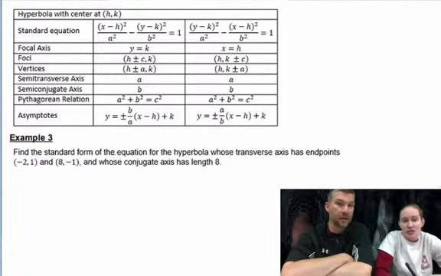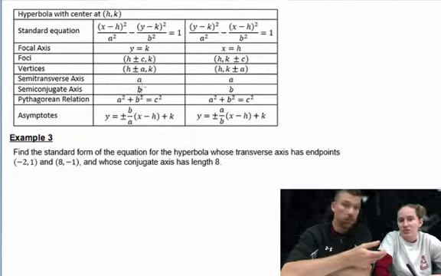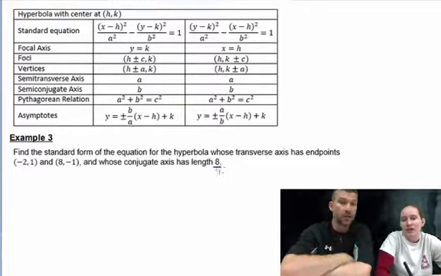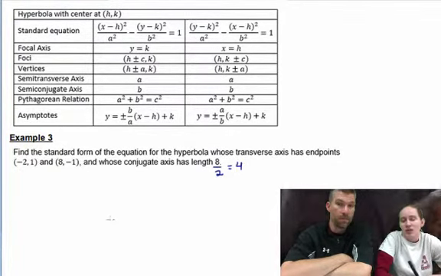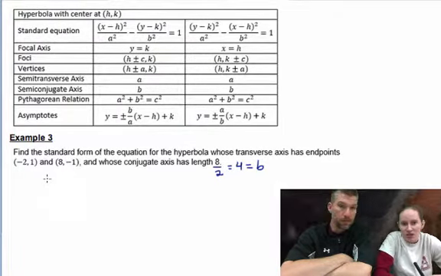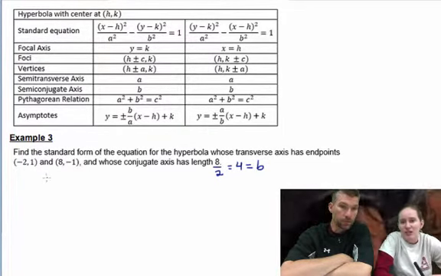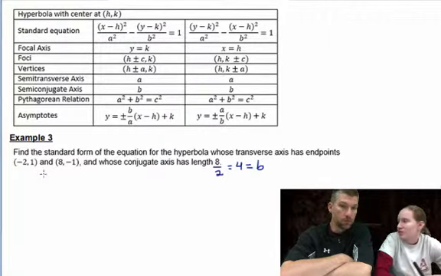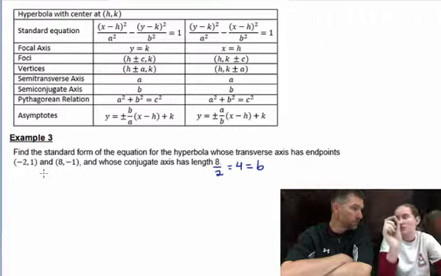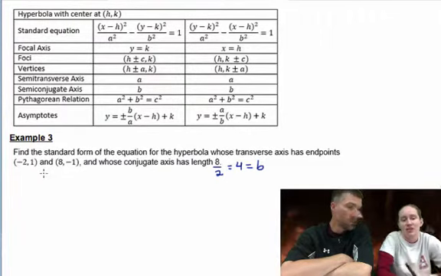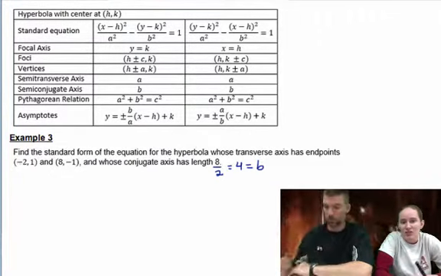So the conjugate axis is the A. No, it's the B, sorry. So you divide it by 2, half, and that gives us b, so that's 4. That's what b is. Now our transverse axis, the endpoints of it are the vertices. It's the one that's between the vertices.